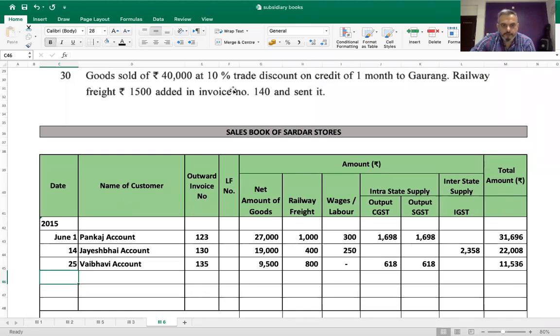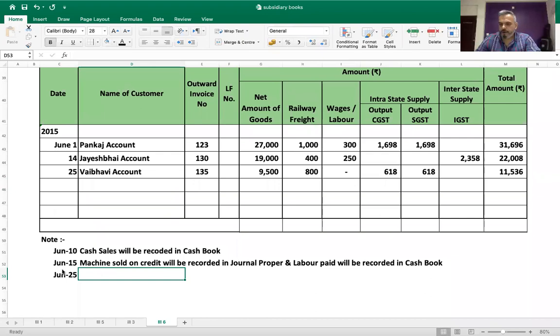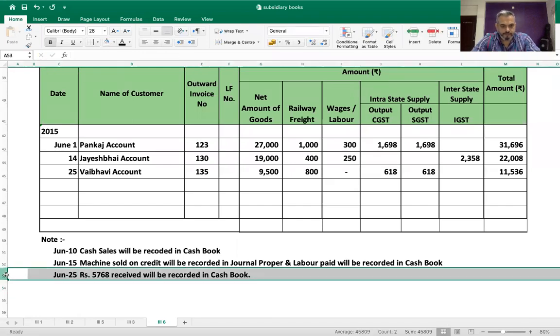Half amount paid, yeah, sorry. Note we have. June 25th. Half amount is 11536. 5768 rupees received will be recorded in cash book. We are selling, so we are going to receive the money. Will be recorded in cash book.